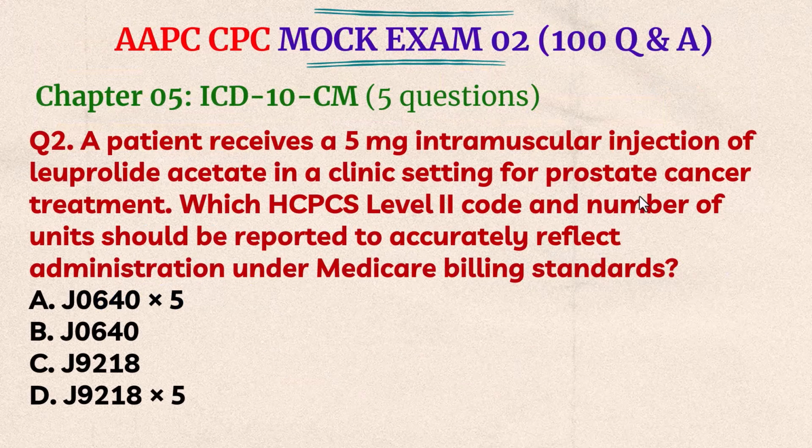Question number 2. A patient receives a 5 mg intramuscular injection of leuprolide acetate in a clinic setting for prostate cancer treatment. Which HCPCS Level 2 code and the number of units should be reported to accurately reflect administration under Medicare billing standards? So when you look at the answers, there are 4 answers available. All are adjacent codes. So take your HCPCS codebook and find the answer. So in this case, you have to highlight this is 5 mg intramuscular injection of leuprolide acetate. Directly go to the code and find the answer.